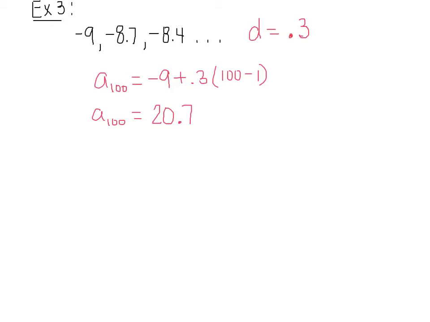Hopefully you noticed that a common mistake when they're all negatives is to think that if it's negative, it's continuing to go down. But if you notice from the -9 to -8.7, if you subtracted those numbers, you would see that it's going up by 0.3. Again, it's going up by 0.3. The negative numbers are getting smaller, so it is getting closer to 0. So it's going up by 0.3. So that is your common difference. And then if you plug it into the formula, you should have gotten 20.7 for your 100th term.